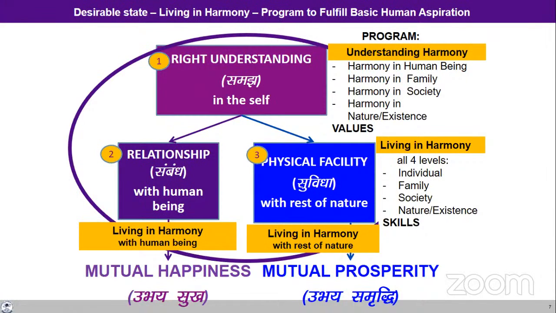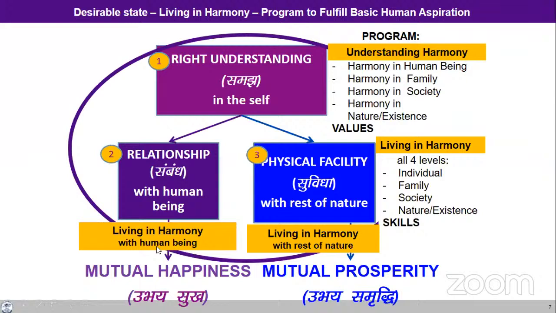So the program to fulfill this basic aspiration is understanding harmony and living in harmony in all four levels. Understanding harmony in the individual level, harmony in human being. Then the next higher level, harmony in family, harmony in society, harmony in existence. There we discuss the values, the need for ensuring the values within us. Then we can share these values with others. With right understanding and right feeling, we can ensure the values and share the values with other human beings.